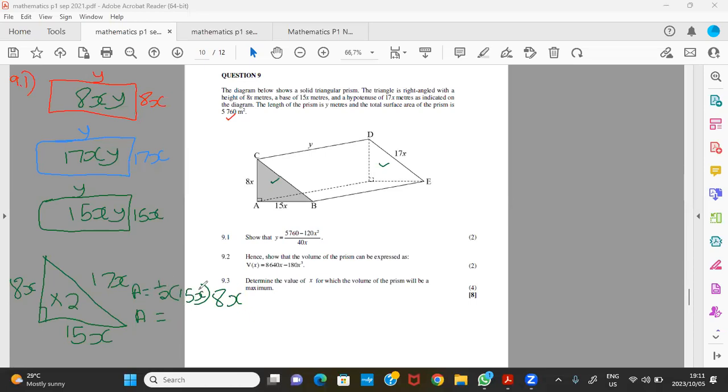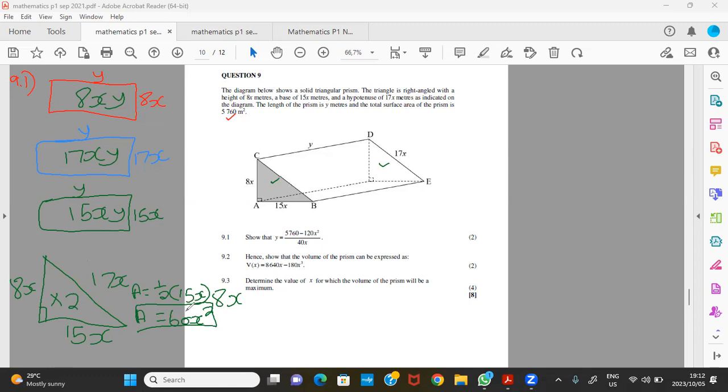What is this? How much? 60. Okay, 60x squared. So yeah, it's 60x squared. So this is now my area for these triangles.